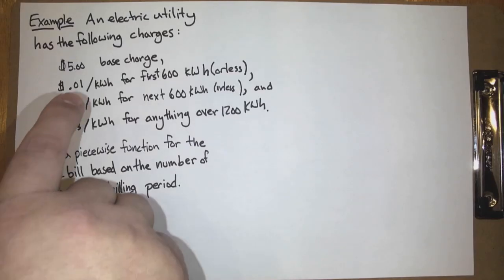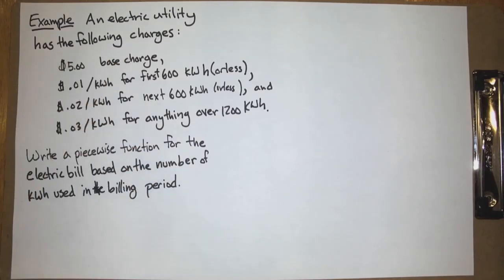There's an electric utility, and it has the following charges. There's a $5 base charge. It's like, okay, there's a fee for you just to even be hooked up to the service. Regardless of whether or not you use any electricity, you got to pay the base charge. But then, it depends on how much electricity you use.